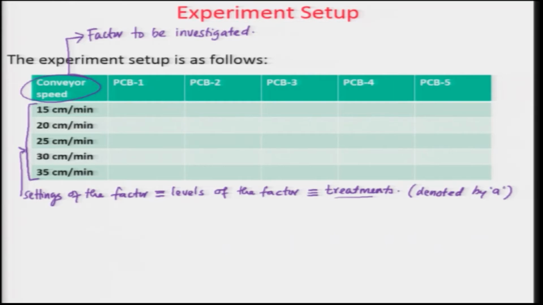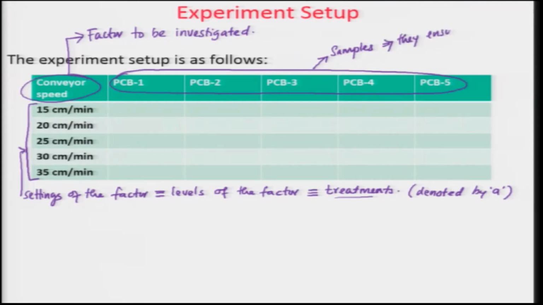So, these 5 values are denoted by a. The variable a is used to denote this, and for each speed you have 5 PCBs. These are your samples, and they ensure replication, saying that I replicated it 5 times for each experiment, right. So, now if you think about it, I can put numbers. There are 5 of them here and there are 5 of them here. So, I have a 5 by 5 system, which is 25 total.